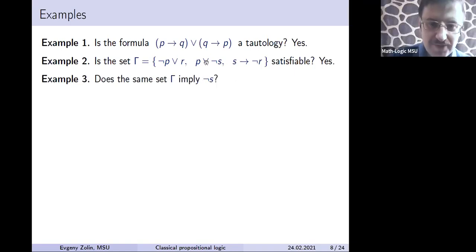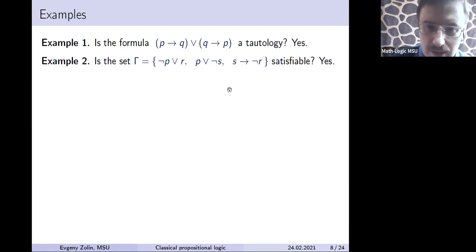So we have S implies R and S implies not R. But this may happen when S is 0. So we need to say that S is 0. I didn't write the answer to this. Yes, so S is 0, and then here we have 1, because not S is 1. And to make this true, you can either put R true or P false. It doesn't matter.